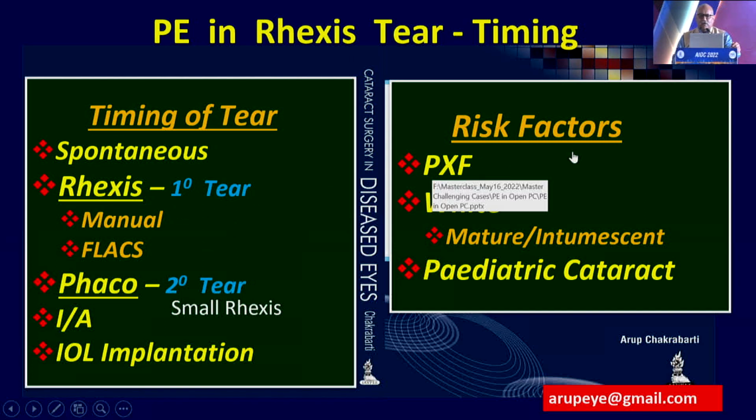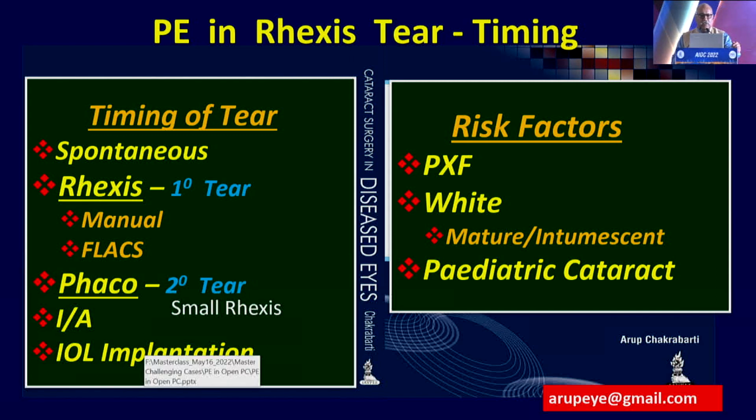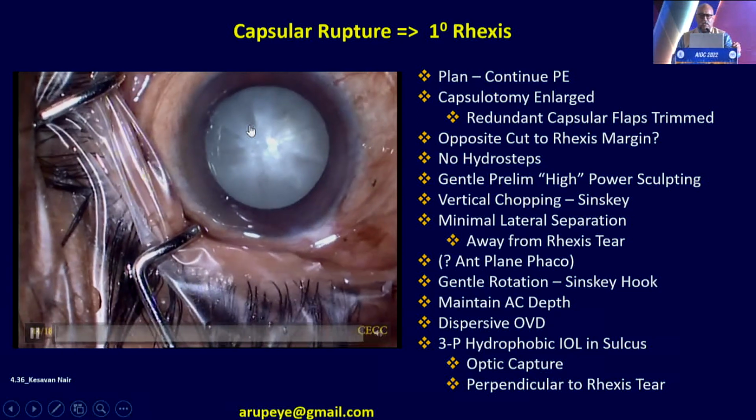There are certain risk factors where the rhexis is difficult to make, like pseudoexfoliation, white mature cataract, and pediatric cataracts. So the patient has to be properly counseled, and your OT also has to be appropriately prepared in case you require the vitrectomy equipment. Now let me show you one case.